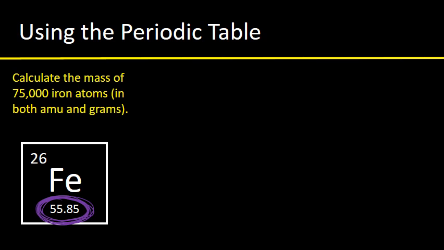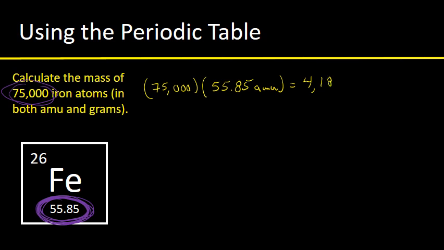And so you should be able to use the average atomic mass from the periodic table as well. Okay, so for example, if we are calculating the mass of 75,000 iron atoms, we can use that average atomic mass. So we just take 75,000 atoms and multiply by the average mass, 55.85 AMU, and when I did that, I got 4,188,750 AMU, which is a god awful looking number, right?